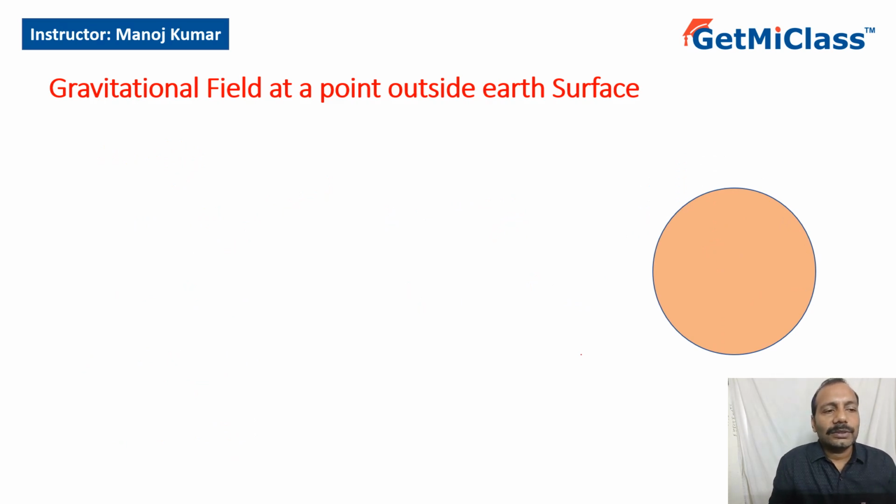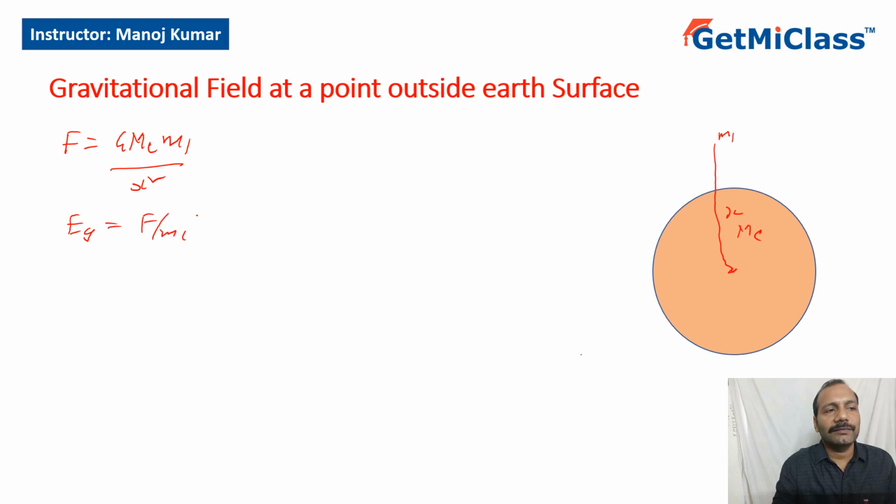Now let's try to find out gravitational field intensity at a point outside the Earth's surface. Let's say this is the point, at a distance x from the center, where I want to find gravitational field intensity. Now, what is gravitational field intensity? I want to find force. I keep a mass m1 here. This mass is, let's say, ME. Then force would be equal to G ME m1 by x square. So gravitational field intensity would be F by m1. That will be equal to G ME by x square. So what do I get? I get gravitational field intensity to be inversely proportional to square of the distance.